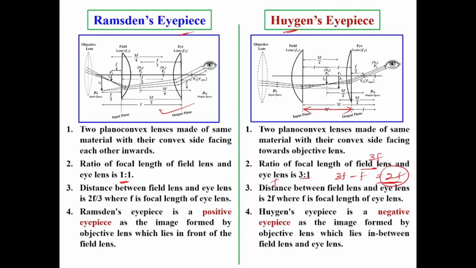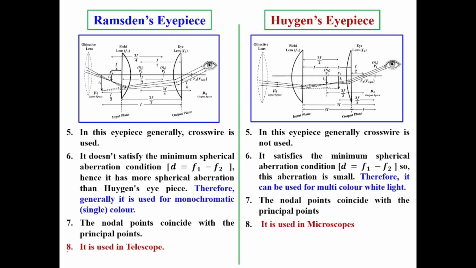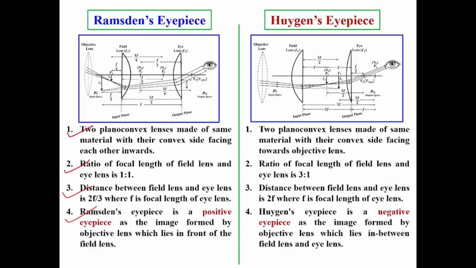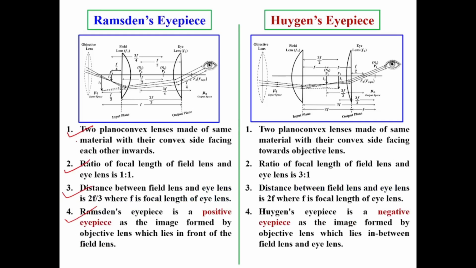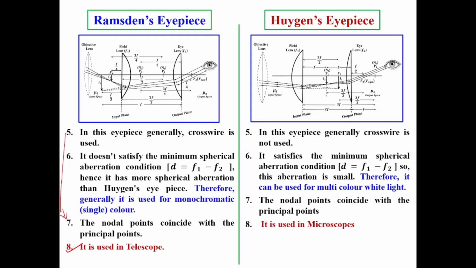Okay, so if this question is asked in your exam for 3 to 4 marks, then at least you have to write these points. This first point, second point, third point, fourth point, and this 8th point. These 5 points you have to write. Maybe you write these 3 points or not, but these 5 points are important. Okay, 1, 2, 3, 4 and this one. It is used in a telescope and it is used in a microscope.